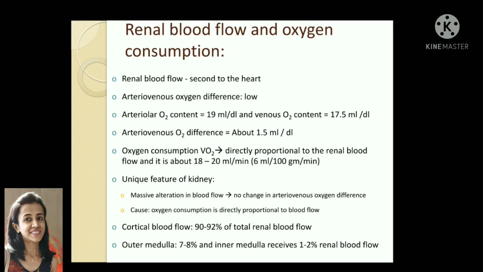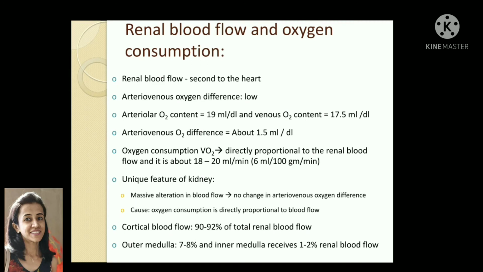Renal blood flow and oxygen consumption. As we have discussed, kidneys are the second organ to receive the highest blood flow. Now, the arteriovenous oxygen difference is very low. You can see here the arterial oxygen content of the kidney is 19 ml per deciliter, and the venous oxygen content is only 17.5 ml per deciliter. So the arteriovenous oxygen difference is only 1.5 ml per deciliter.